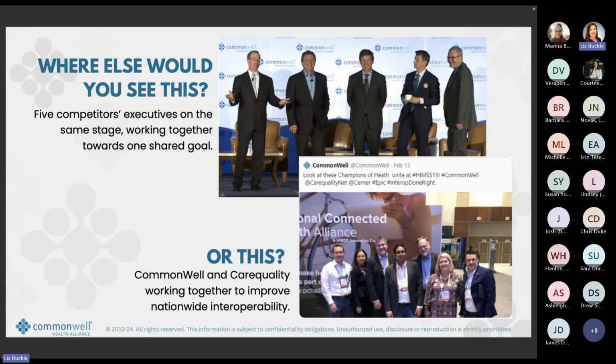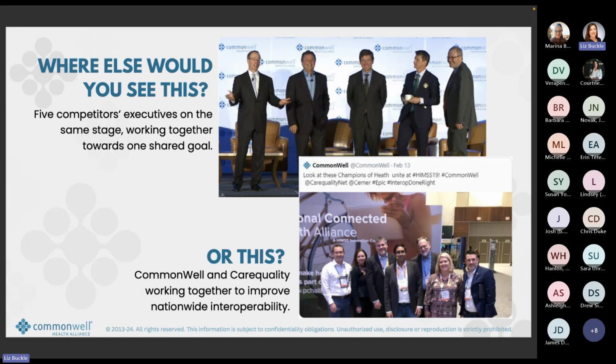So I leave this slide in, even though it is no longer accurate, just to share the stories. So the top image, where would you see this? Five competitors come together. This is at the press conference talking about the launch of CommonWell. These five executives are on the stage together. You can see their body language. Some of it looks a little tense.